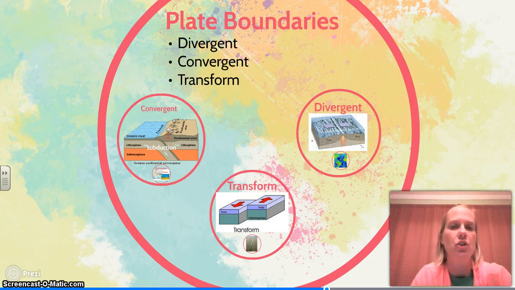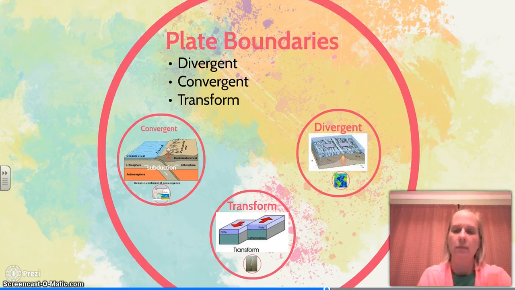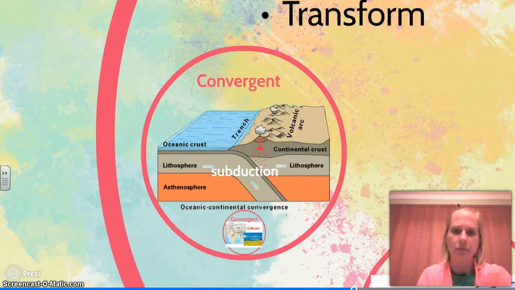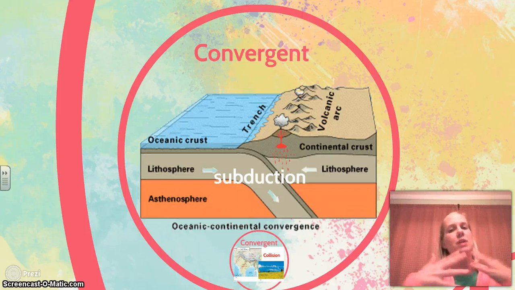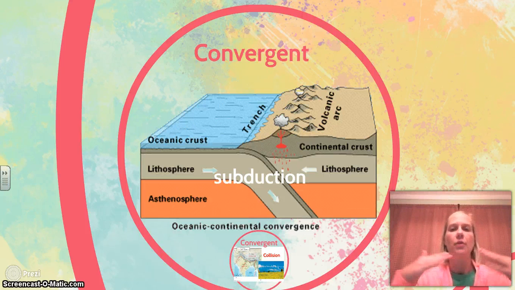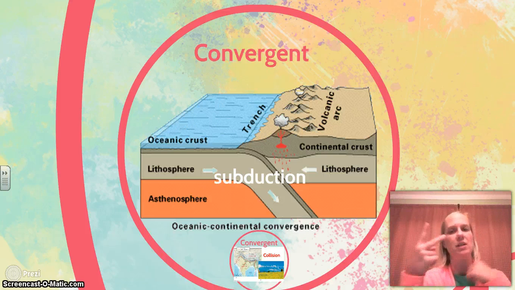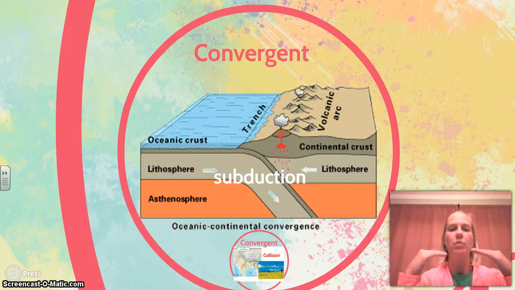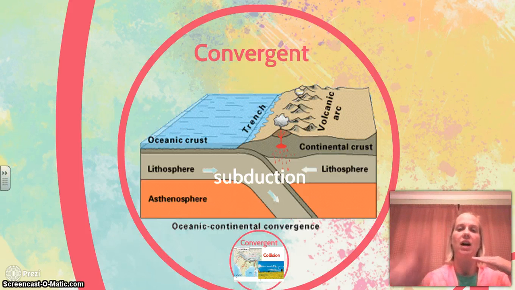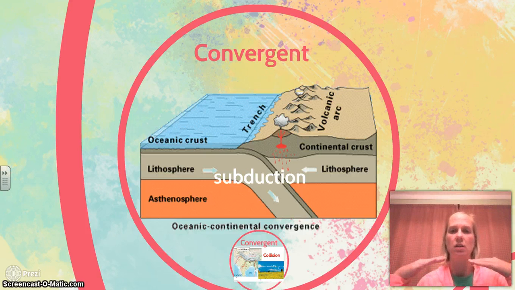So we have a divergent, a convergent, and a transform boundary. We're going to start off with the convergent boundary. There's kind of two types of convergent boundaries. They're both converging towards each other, so the plates are moving towards each other, but there's going to be two possible outcomes. The first outcome is that one plate, the oceanic plate, that's the plate on the left, is coming towards a continental plate, which is the plate on the right.